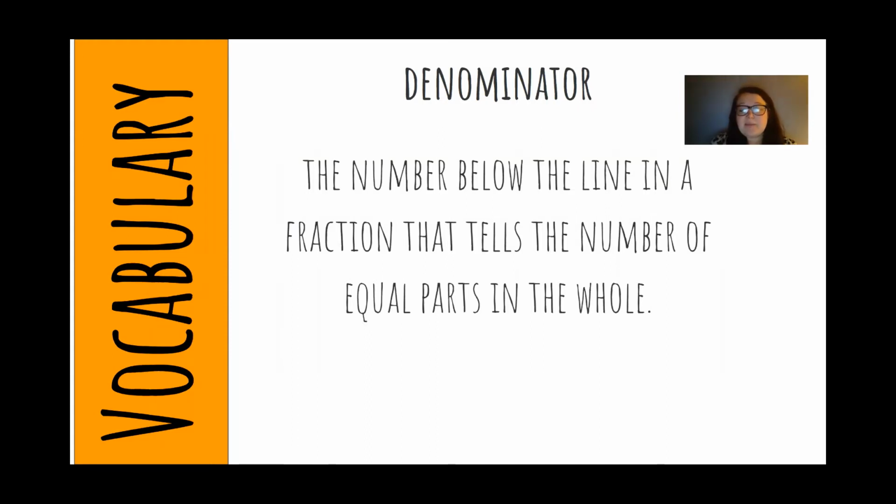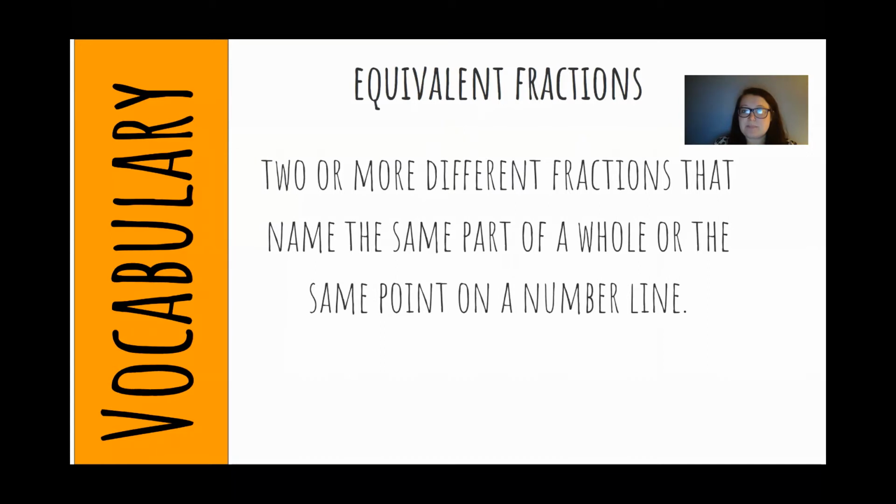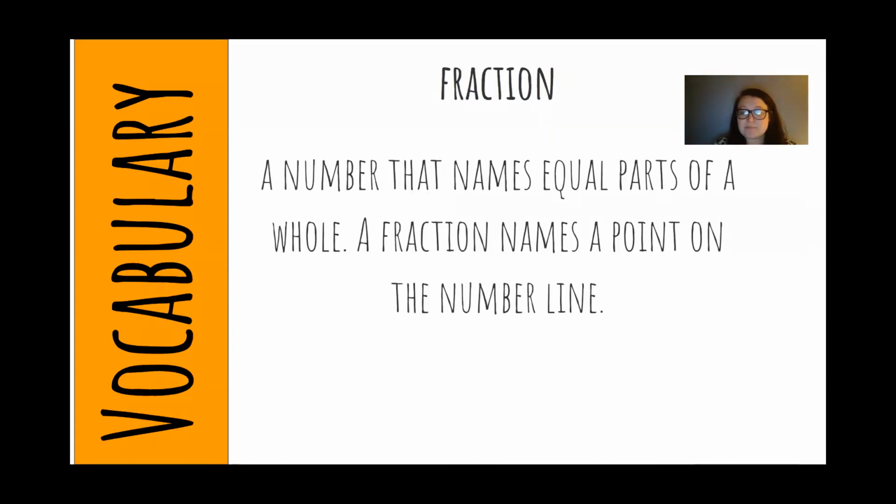Some important vocabulary to talk about before we start today's lesson: denominator. It's the number below the line in a fraction that tells the number of equal parts in the whole. Equivalent fractions are two or more different fractions that name the same part of a whole or the same point on a number line. A fraction is a number that names equal parts of a whole. A fraction names a point on the number line.